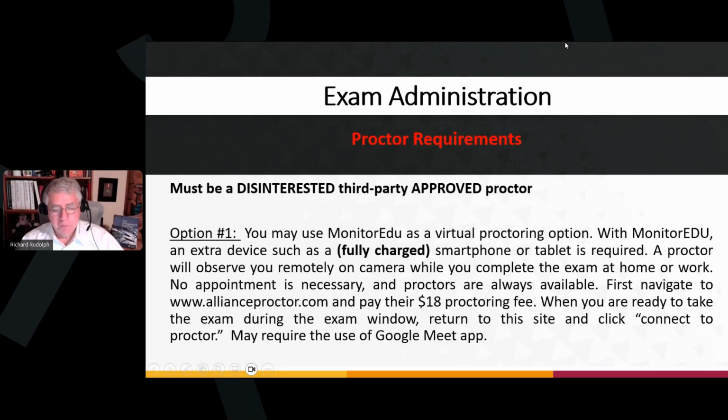Okay, the proctor. It is a disinterested proctor. We recommend using Monitor EDU. It is a virtual proctoring option. You need a fully charged device, smartphone or a tablet, and they will observe you. There is an extra fee for that of $18, but the counter to this is you can take it at your convenience in a nice, comfortable place like your home or your office, something like that.